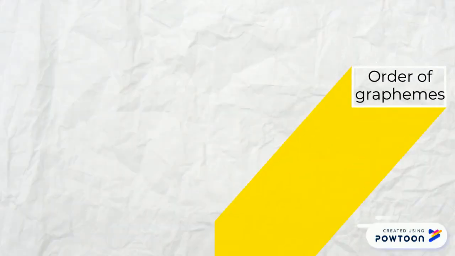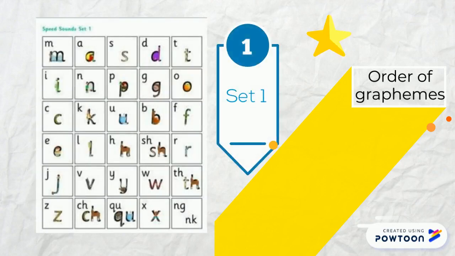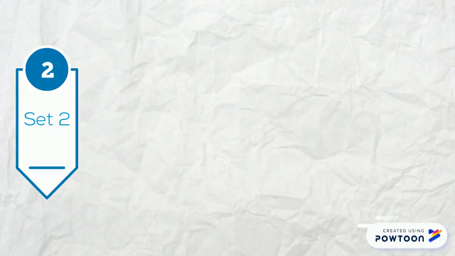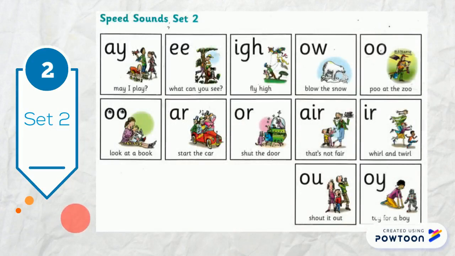As a parent, it is useful for you to know which graphemes your child knows. That way you understand which words they can read independently and which words they need help with. This is the order we teach the graphemes, starting with set 1. Set 2 introduces graphemes for the remaining 44 phonemes.